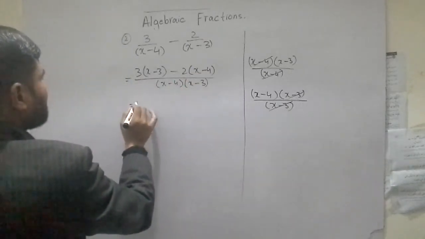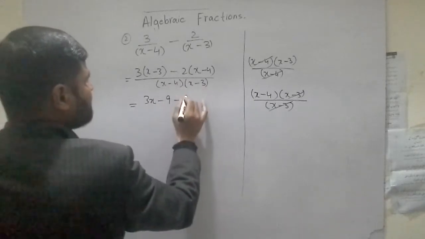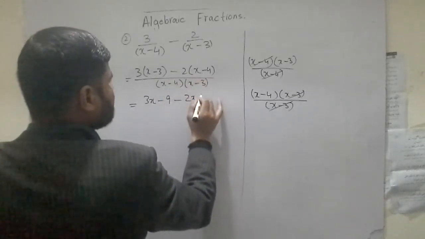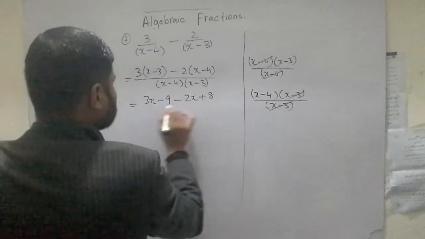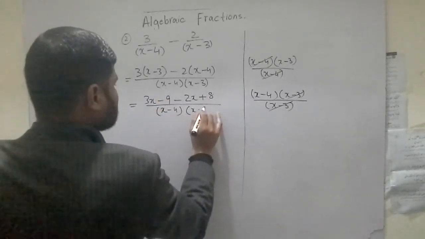So 3 times x is 3x, minus 3 times 3 is 9, minus 2 times x is 2x, and minus times minus 4 is plus, 2 times 4 is 8. And here we have x minus 4 into x minus 3.